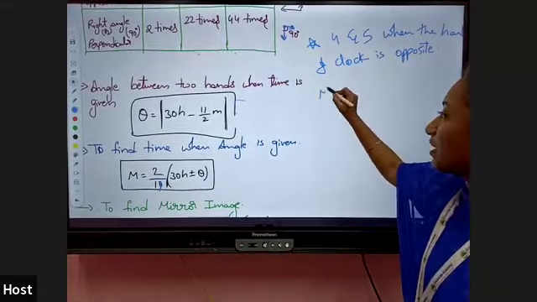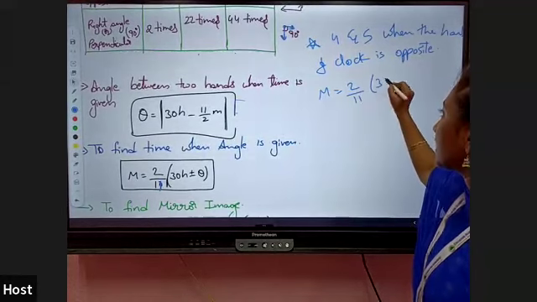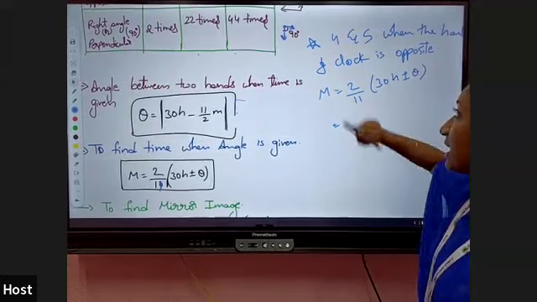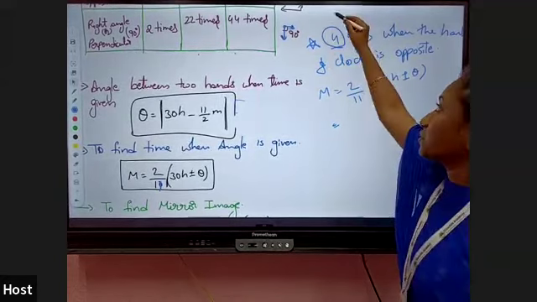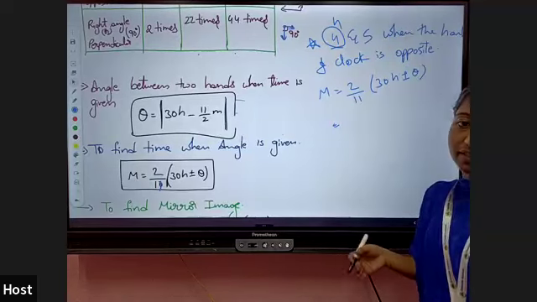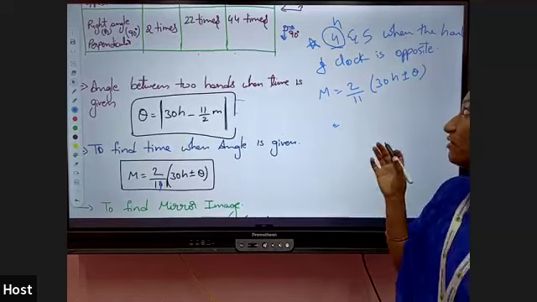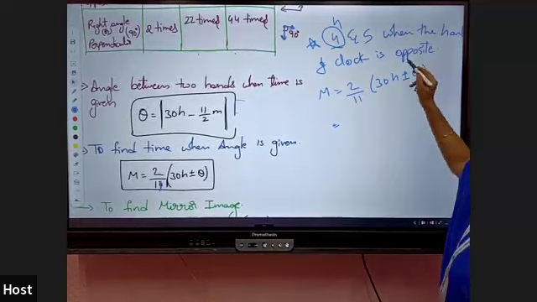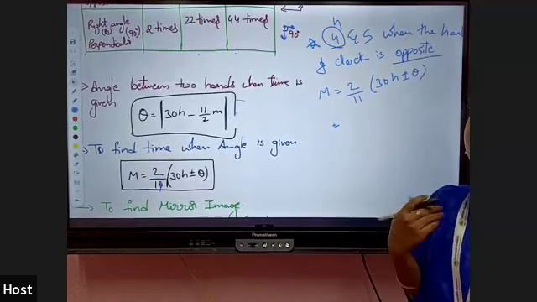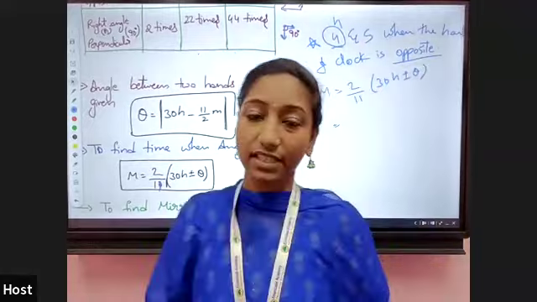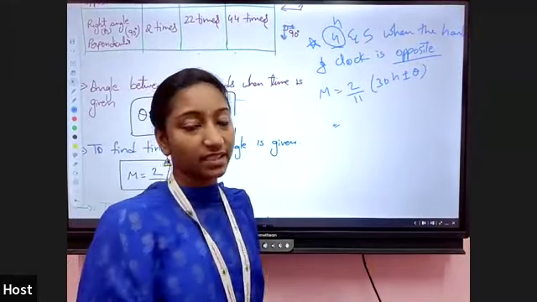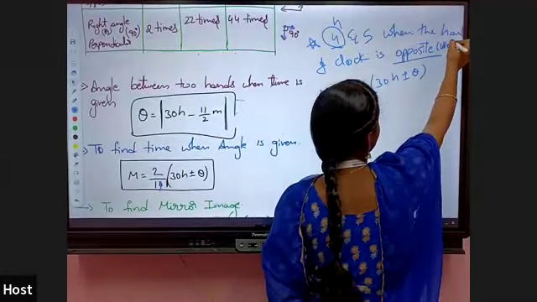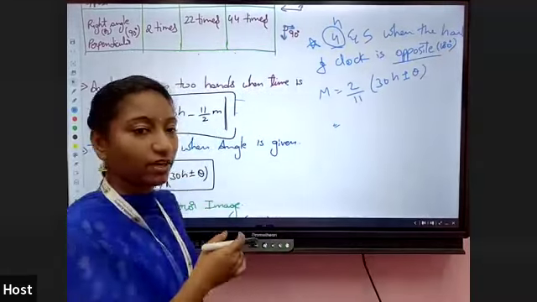So let us put the formula: M equal to 2 by 11, 30H plus or minus theta. Here H is the first given time; we should not take 5, and if they give 6 or 7, we take 6. Next, theta: the angle is given. Opposite means the angle is 180 degrees, right angle means 90 degrees, coincide means 0 degrees. So in place of theta we keep 180.